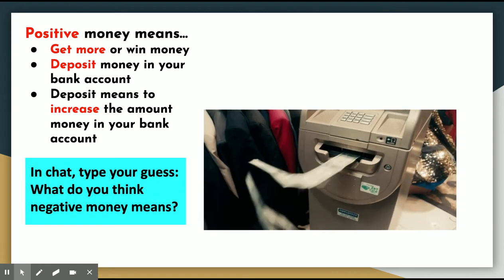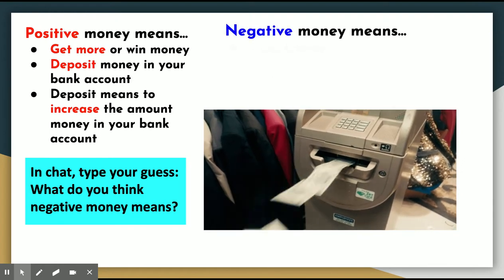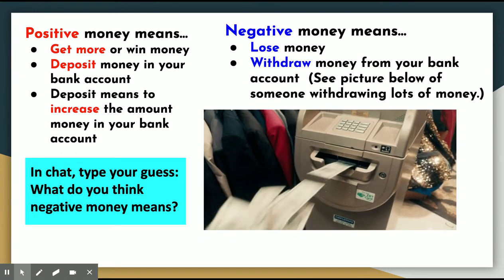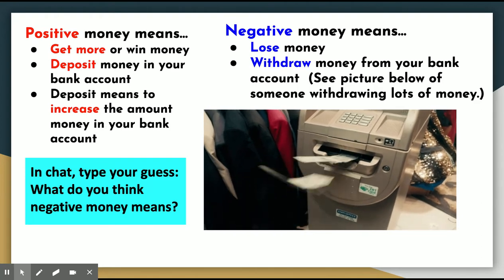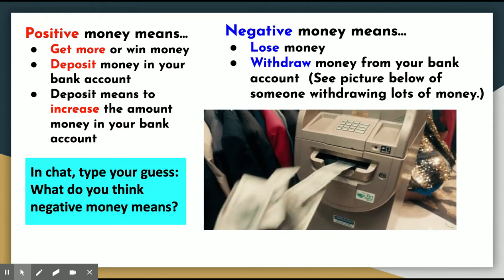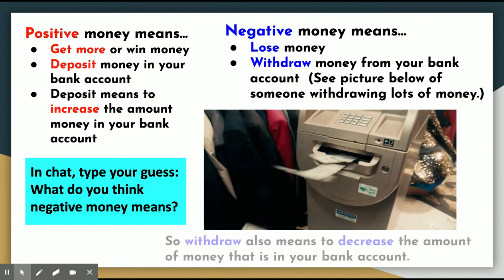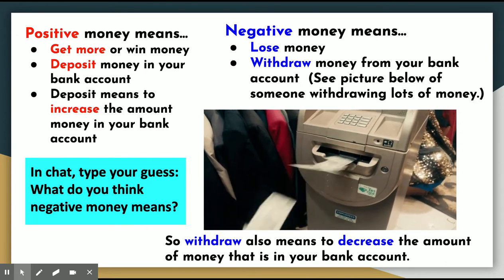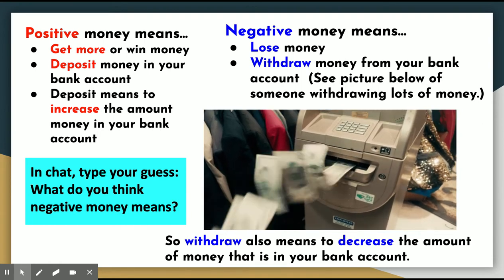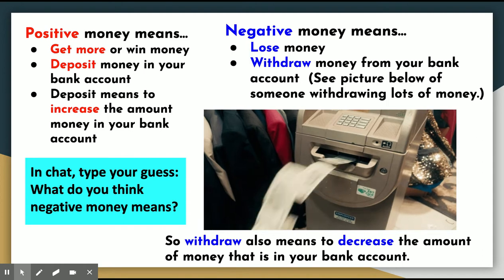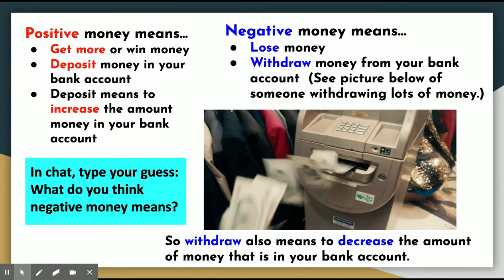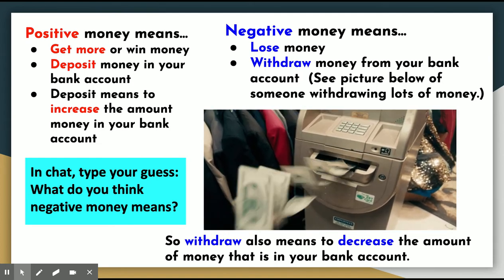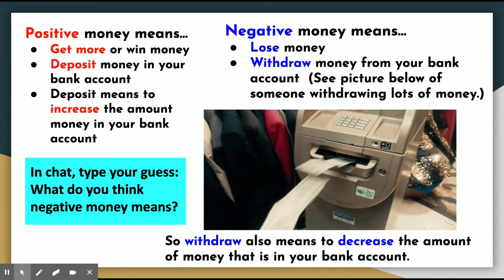We talked about negative money. Negative money means the opposite. It means you lose money. Negative money also means you're withdrawing money from your bank account. And this is a picture below of someone withdrawing lots of money. The word withdraw also means to decrease the amount of money that is in your bank account. So there are two words that are important, especially in the future when you have your own bank account. The word deposit means to increase the amount of money, but withdrawing is removing money. And so it's a negative word, withdraw.